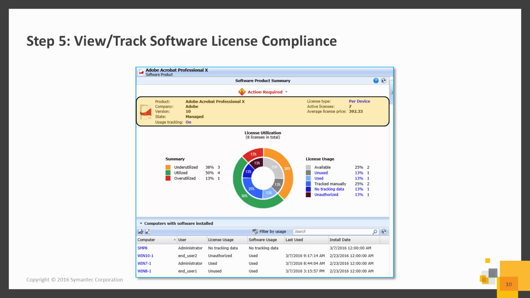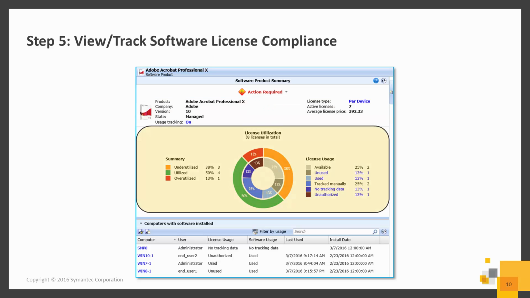The next section displays general information about the software product, like the software product name, company, and version. It will also show the state, whether it is managed or unmanaged, if usage tracking is on or off, and the type of license rule to which license usage is calculated, whether per device, per user, or per processor core. If this is a licensed software product, it will also display the calculated number of active licenses for this product, as well as the average license price.